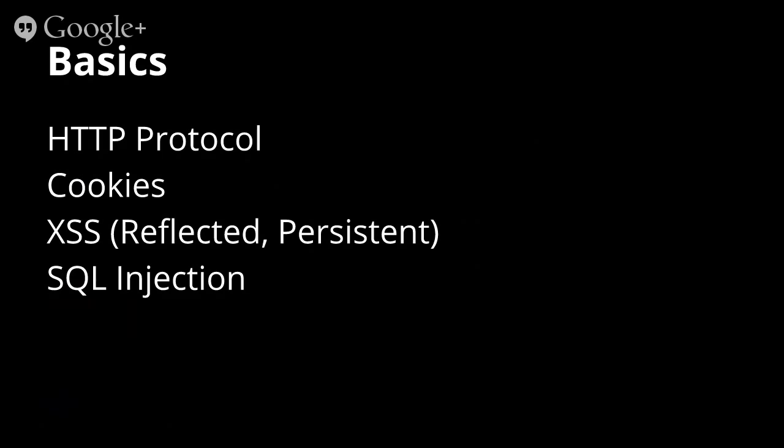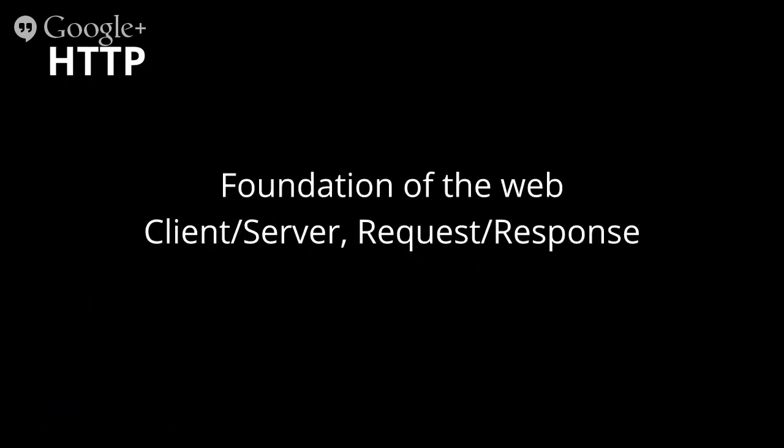So a couple of things I'm going to be covering: the HTTP protocol, cookies, cross-site scripting, and SQL injection. The bottom two are the two most common web app vulnerabilities out there. There's a whole list of them, but we're just going to be covering these two today because they're the most common, right? And B, they're the easiest to grasp, right?